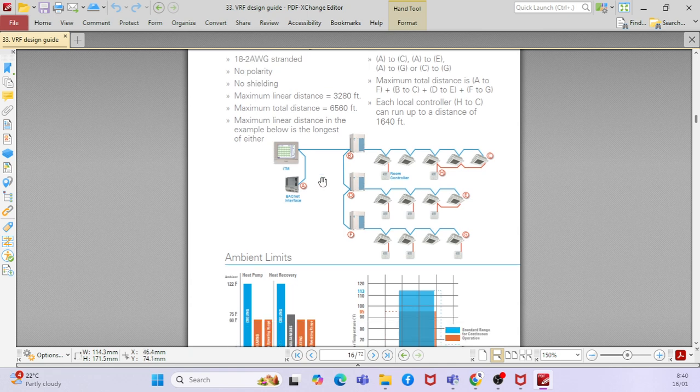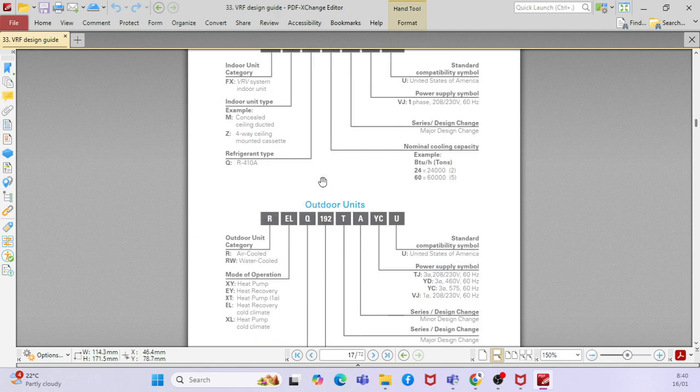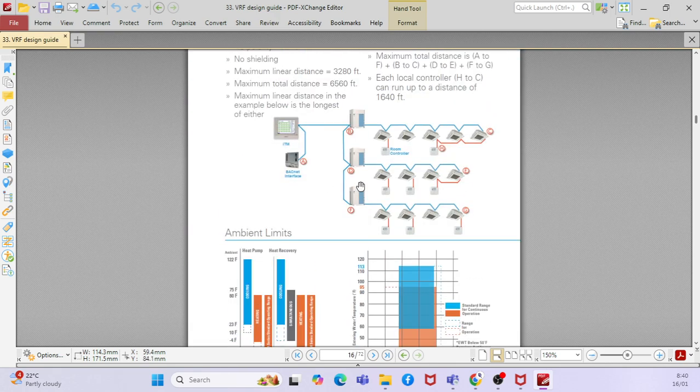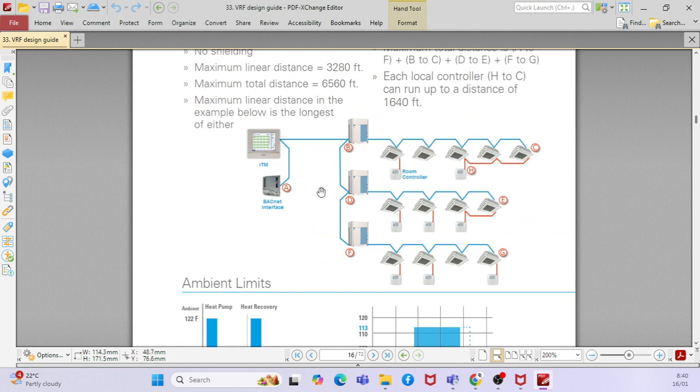So this is the system, and the decision of whether you go with the VRF system, the DX system, the air cooled chiller, or the water cooled chiller depends upon the capacity, and also many other factors. You will consider what the cost is, that is one of the factors, and also the space availability and the architectural space feasibility.